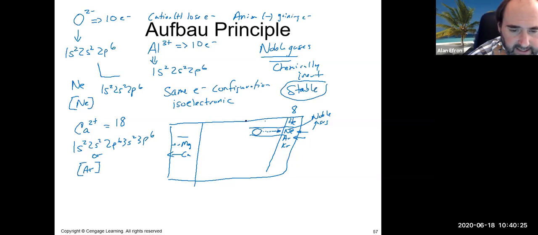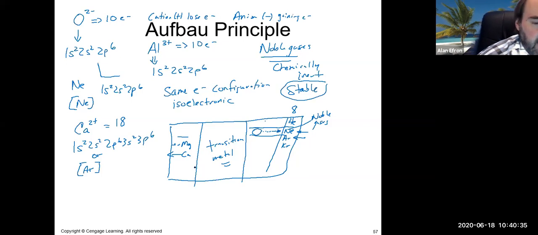Probably a good idea. In the middle are transition metals. They are a little bit different, and we'll talk about how they're different in just a second. But everything outside the transition metal region will pretty much follow that path where they either go forward to the noble gas configuration or they'll go backwards to get to that noble gas configuration. Again, transition metals are a little bit different than that. Any questions on that part of it?